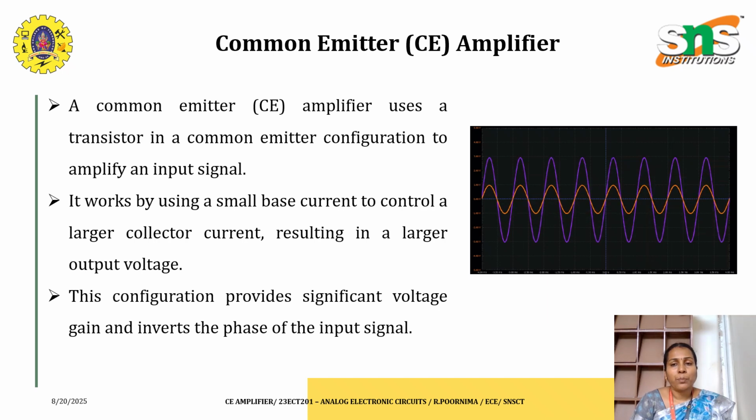gives the output. This amplifier needs the biasing circuit. So for this we need a common emitter configuration in the voltage divider bias circuit. First of all, it works by a small base current controlling the large collector current, resulting in larger output voltages. So this uses the common emitter configuration to amplify the given weak input signal.